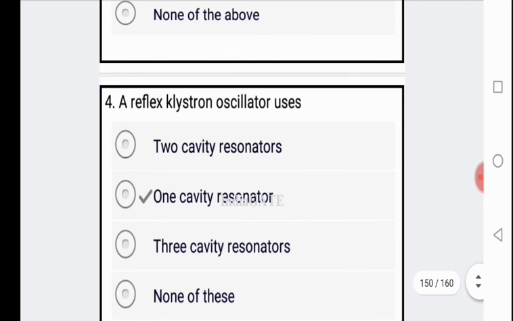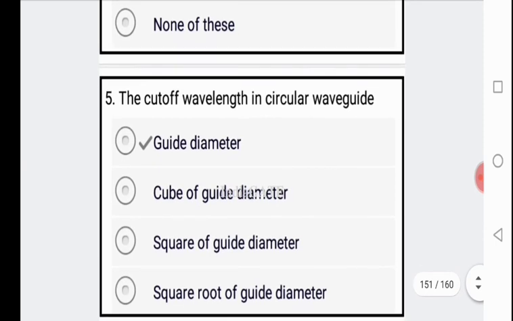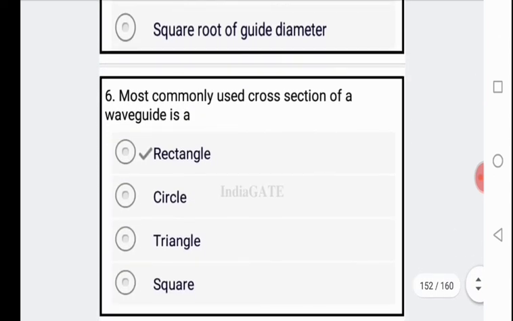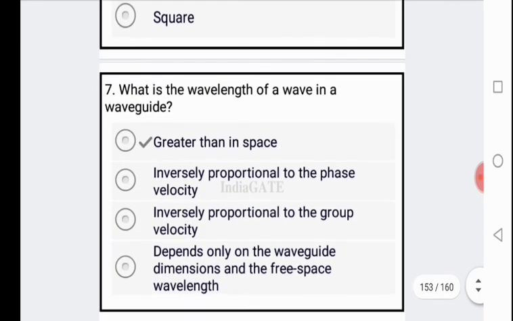Next question. A reflex klystron oscillator uses one cavity resonator. So option B is the correct answer. Next question. The cutoff wavelength in a circular waveguide depends on the guide diameter, option A. Next question. The most commonly used cross section of a waveguide is rectangular. So option A is correct. Next question. The wavelength of a wave in a waveguide is greater than in space. So option A is the correct answer.